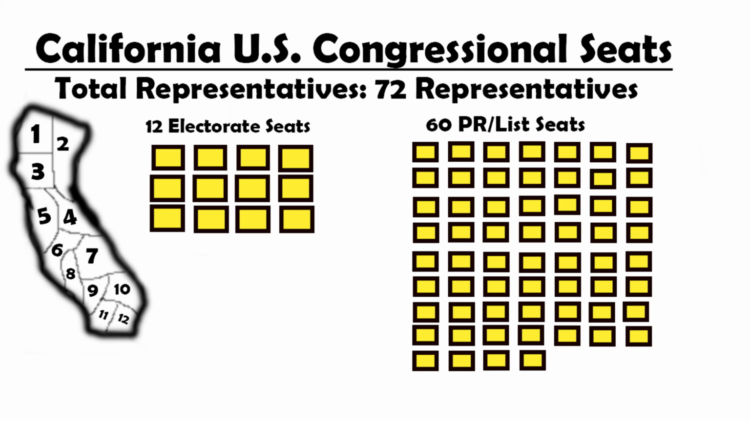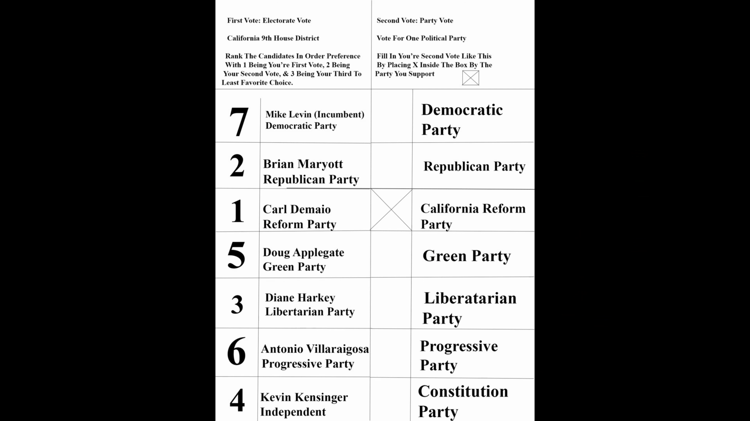Under California's new House congressional seat map for the United States House of Representatives, my district, the 49th district, currently gets redrawn into California's 9th House district. This ballot looks very familiar to what you saw in the 4th episode. I just changed the title, with your first vote being your electoral vote, which is for my new district, California's 9th House district.